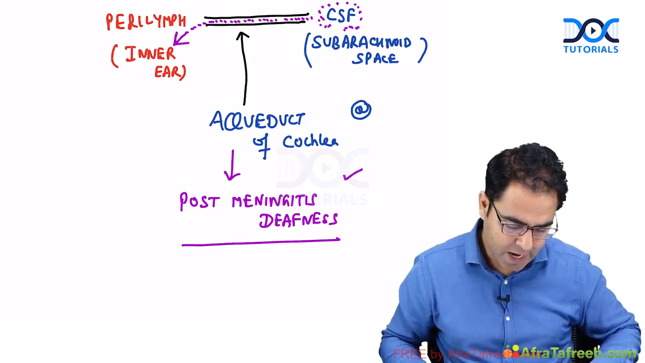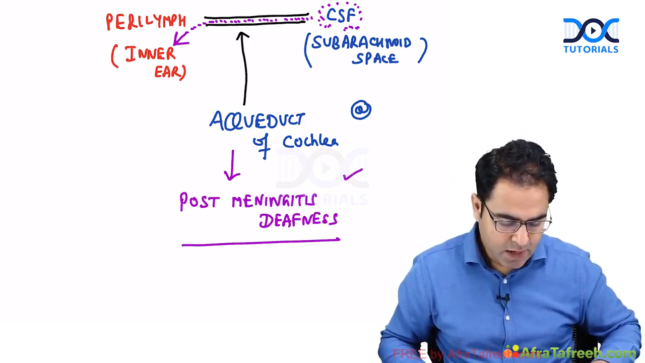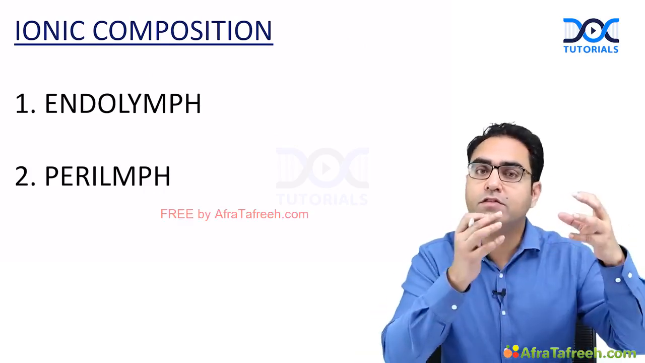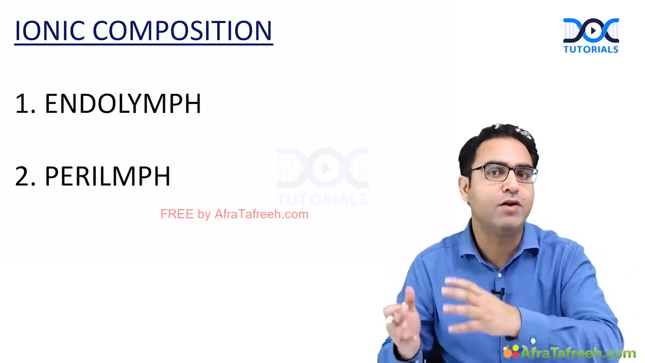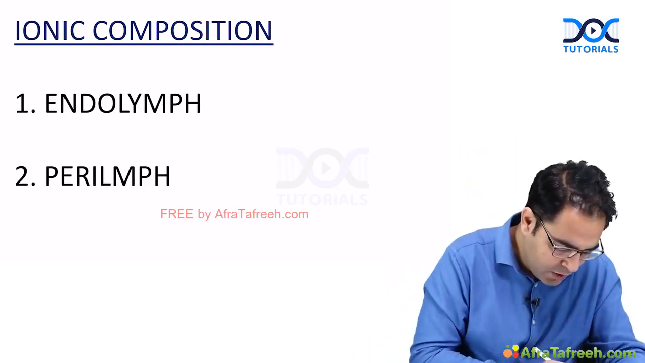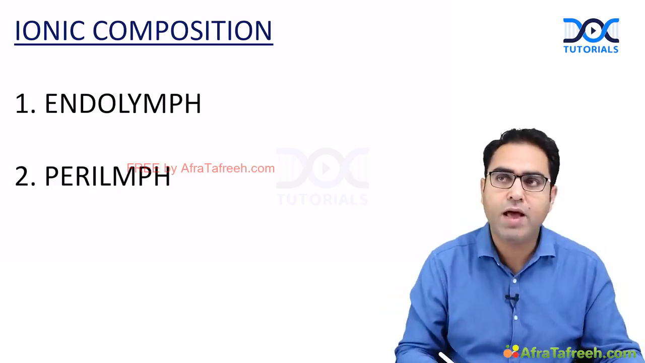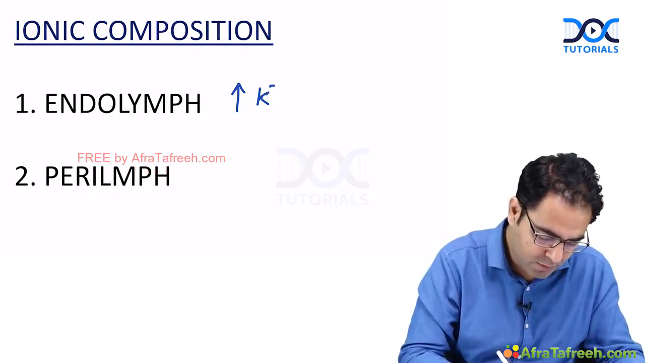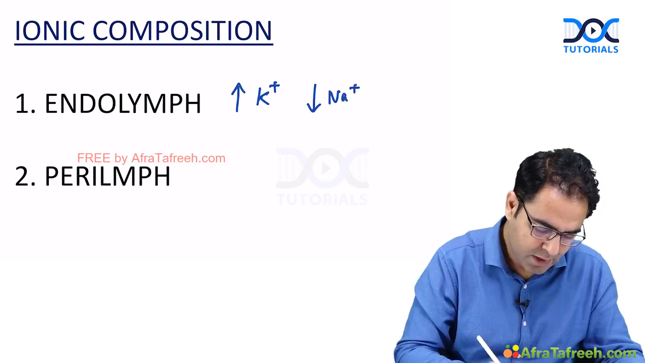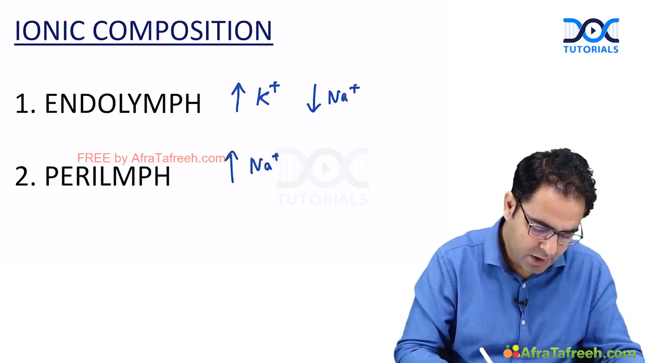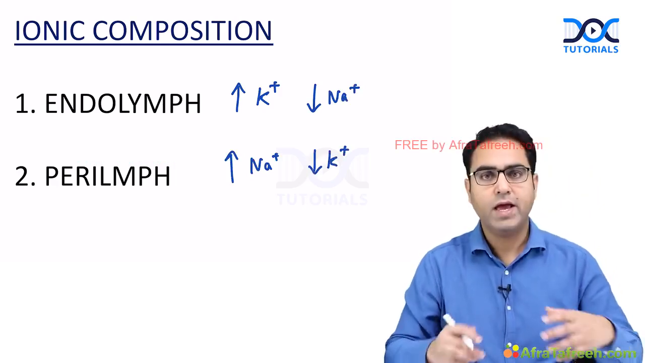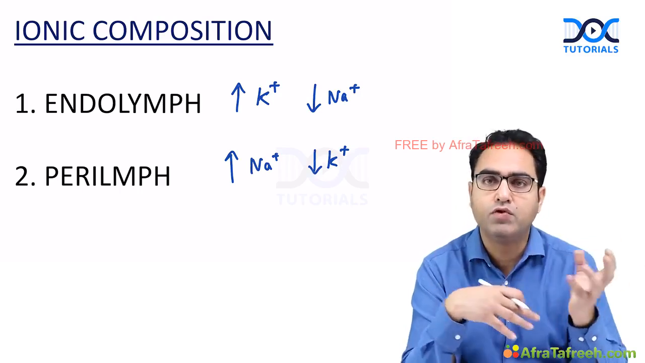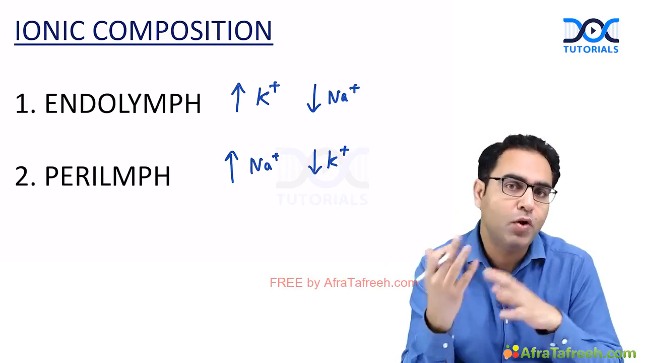Okay, fine. Now, let's go further. Let us discuss the ionic composition of the endolymph and perilymph, and let me make it simple for you. This is just like intracellular and extracellular fluid. Endolymph is like intracellular fluid. Can you tell me, endolymph will have what? Yes, high potassium, low sodium. But perilymph has high sodium, low potassium. Just like intracellular and extracellular fluid, inside the inner ear we have high potassium, low sodium. In the perilymph, we have high sodium, low potassium.